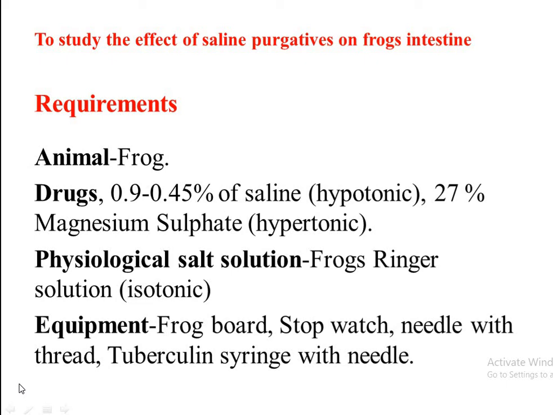We will use three kinds of solution: hypotonic, hypertonic and isotonic solution. Isotonic solution means frog Ringer solution, for the hypertonic solution we will use magnesium sulfate in a specific concentration, and for the hypotonic solution, saline in a specific concentration. And the equipment is as given in the slide.